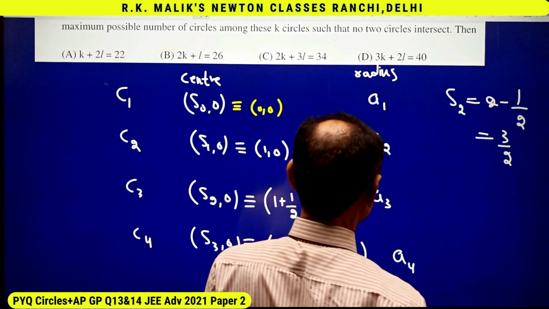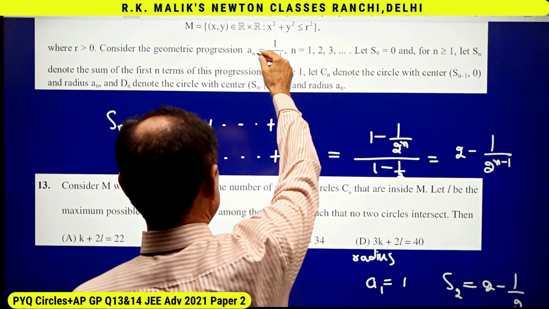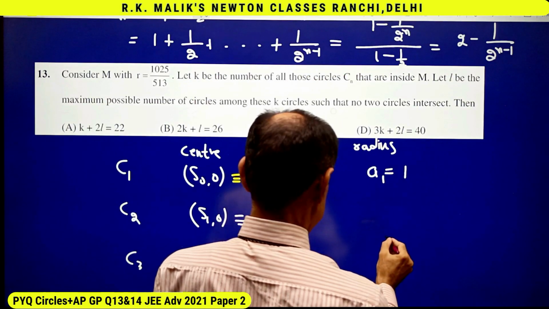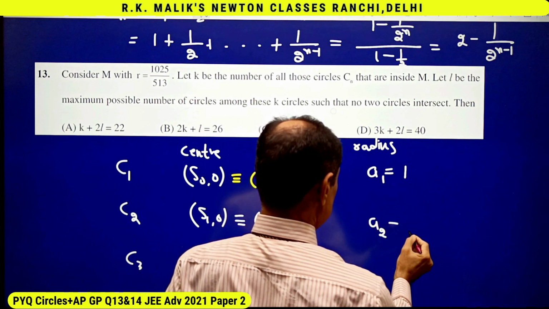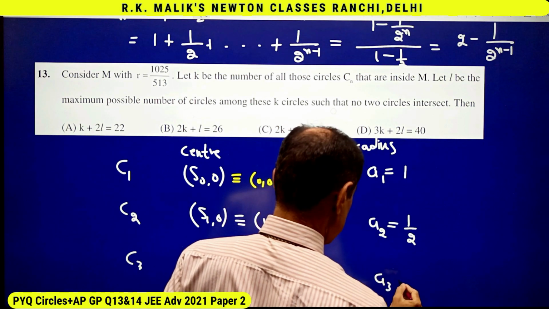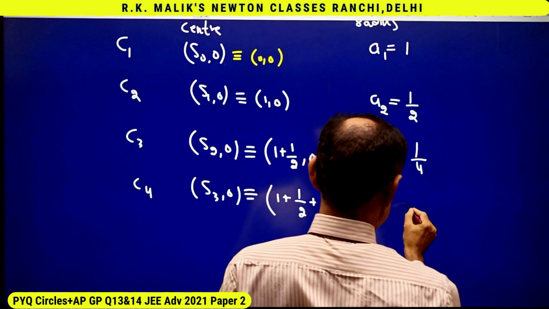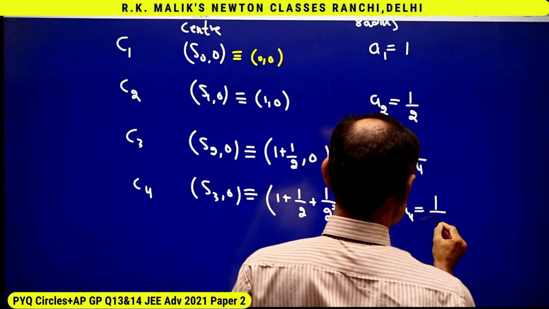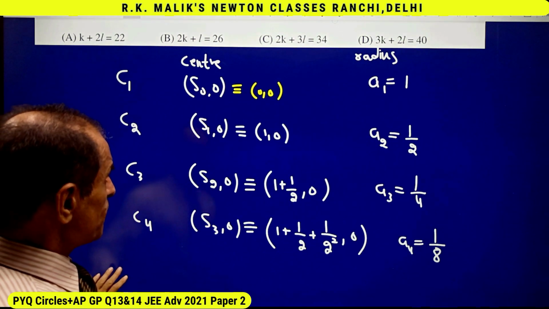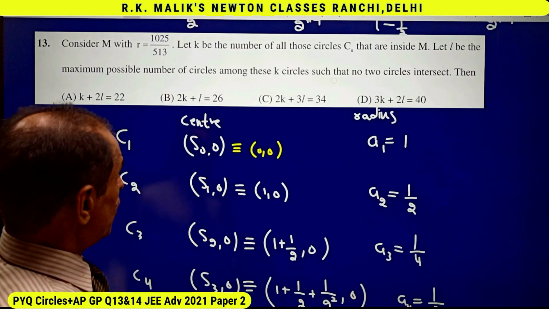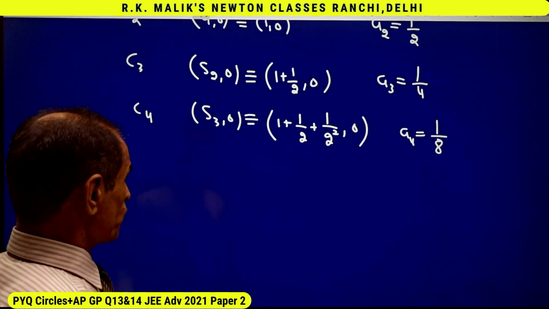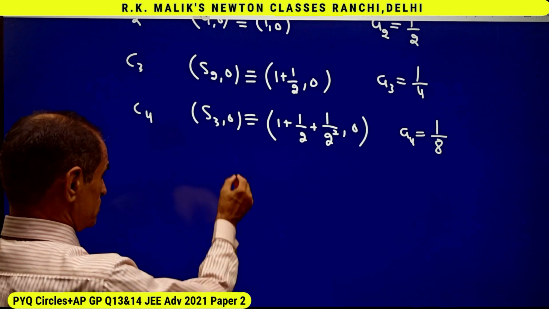Because an is 1 by 2 to the power n minus 1, hence a1 will be 1, a2 will be 1 by 2, a3 will be 1 by 4, a4 will be 1 by 8. By now you must have got the picture of all the circles Cn in mind. Still, for more clarity, I am drawing all the circles Cn.